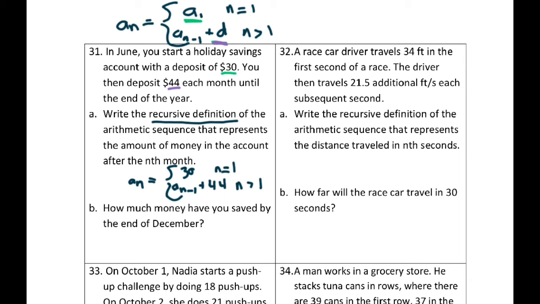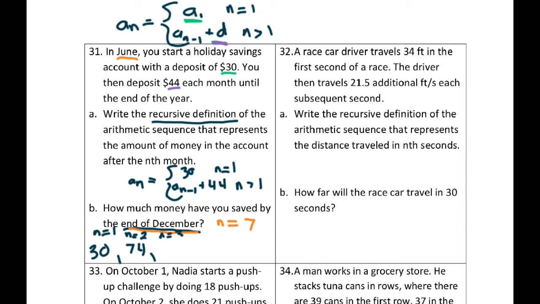So how much will we have saved by the end of December? Well, if we started in June, the end of December would be where n is 7. So we could just add 44 6 times, or we could just list off our numbers. In the first month, when n equals 1, we'll have $30. When n equals 2, I'm going to add 44 to that. So I should have $74.